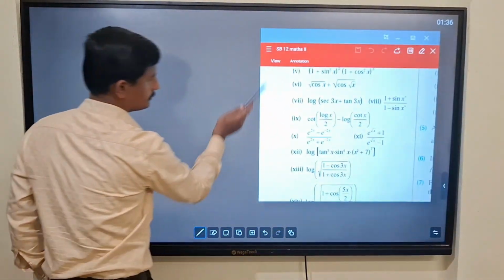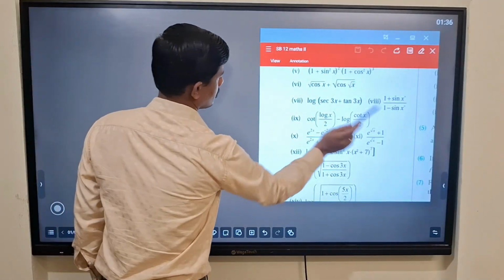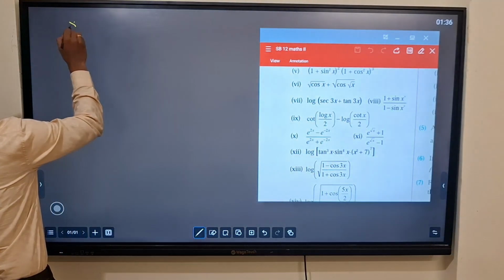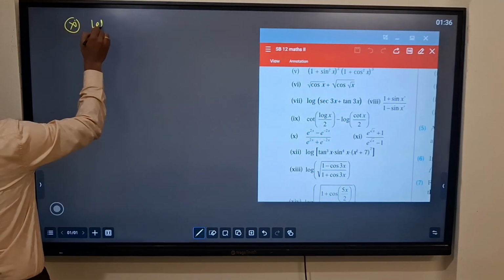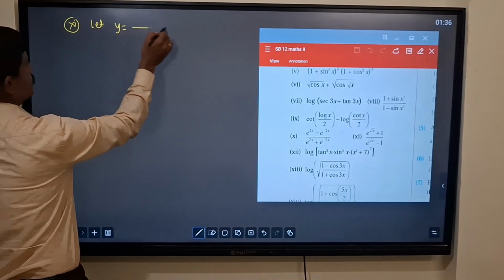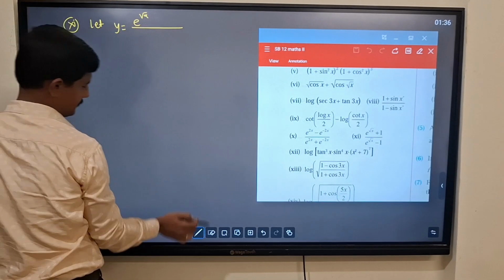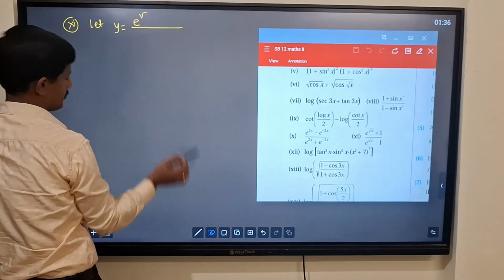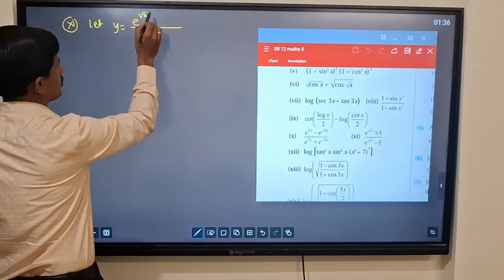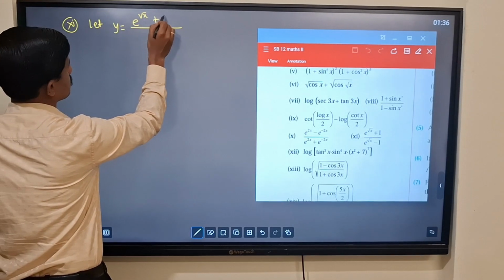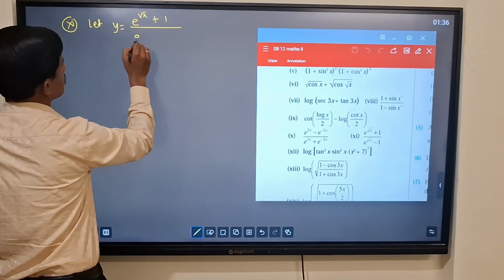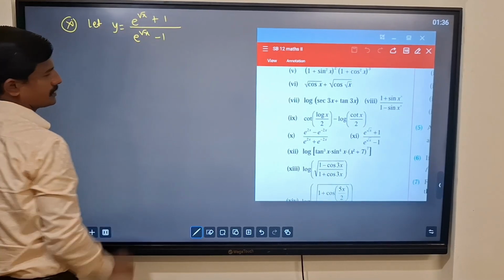Now next, this is also a similar question. 11th, let y equal to e raised to root x plus 1 upon e raised to root x minus 1.